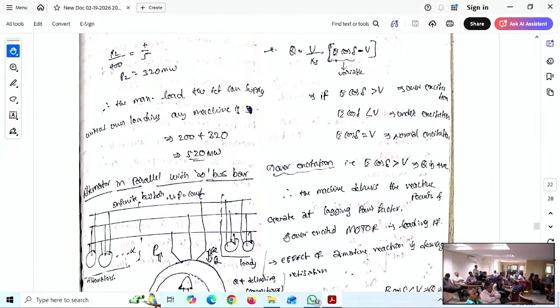So now the connected maximum load that can be connected to this set of parallel alternators is one is 200, another one is 320, resulting in 520 only. Though alternators are individually capable of giving 200 and 400, we cannot load the combination equal to 600. If you do that, one machine will get overloaded. The maximum of this combination is limited to 520 only. That's the conclusion.